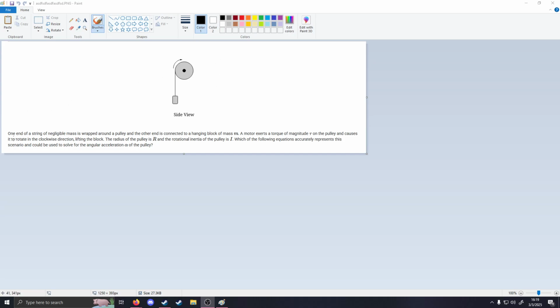So this one is one end of a string of negligible mass wrapped around a pulley and the other end is connected to a hanging block of mass m. A motor exerts a torque of magnitude t on the pulley and causes it to rotate in the clockwise direction, lifting the block. The radius of the pulley is r and the rotational inertia of the pulley is I. Which of the following equations accurately represents the scenario and can be used to solve for the angular acceleration of the pulley?